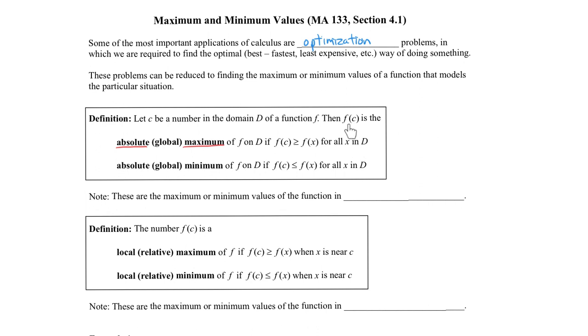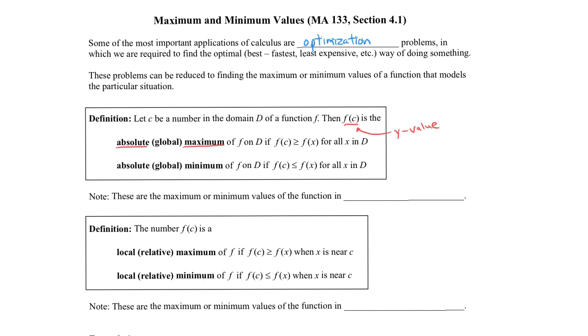Now also note f of c, make a little note here, this is a y value, right? This is the y value, so it's the value of the function. So c is not the absolute maximum, f of c is, the y value. Just that c would be the x-coordinate where that occurs.